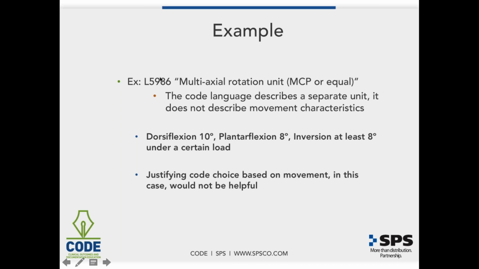So what I see as a code is that it says multi-axial rotation unit, meaning it's a separate unit, right? It doesn't describe anything saying that you have to have a certain amount of movement, or that the movement has to come from a certain area. It doesn't give detail about the movement. It does say something about the movement because it says multi-axial. Multi-axial rotation unit, a unit that you put on a foot that has multi-axial rotation capability and provides that to the foot, right? That's how I read it.